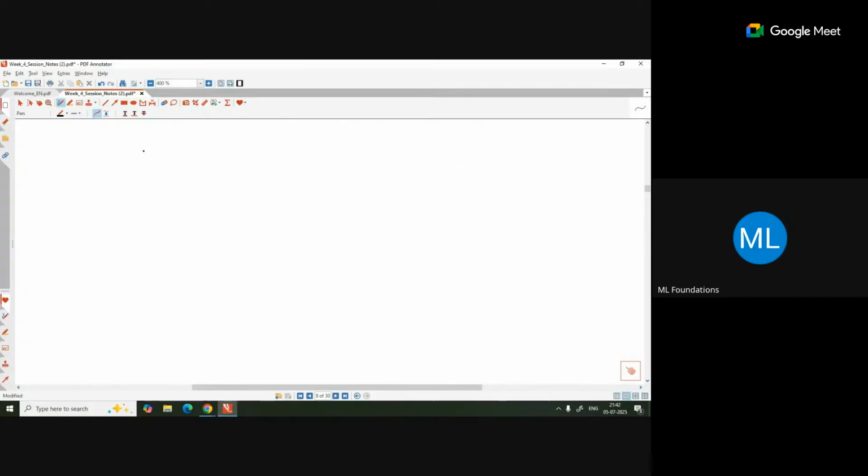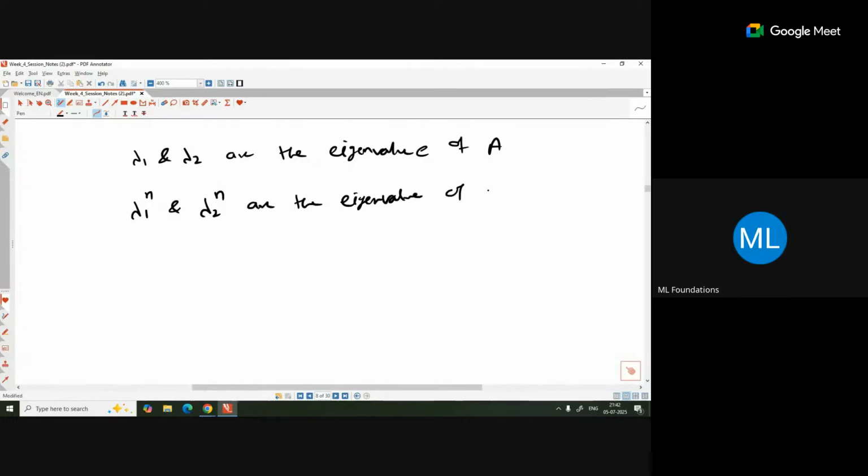So two or three, I don't know. Let's say if lambda 1 and lambda 2 are the eigenvalues of A, then lambda 1 to the power n and lambda 2 to the power n are the eigenvalues of A to the power n. Got it? So n can be any real number. Let's say 2 and 4 are the eigenvalues of A. Then what are the eigenvalues of A cube? 2 cube and 4 cube, individual items.